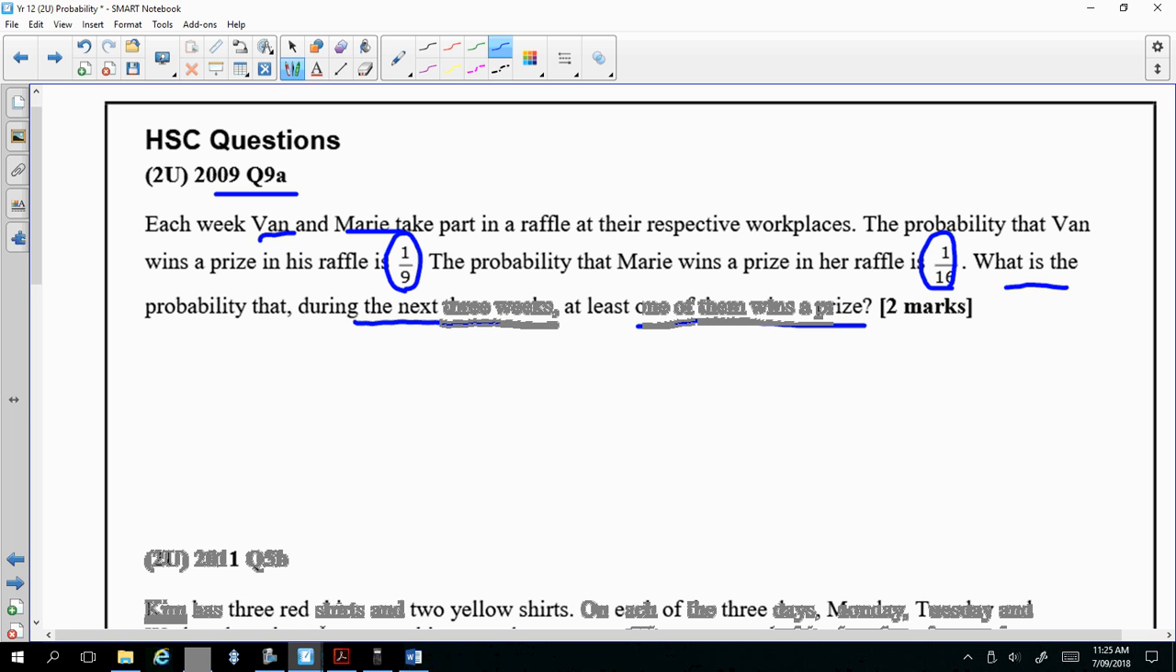So at least one of them wins the prize. See, when you see the words at least, you should have a bell ringing in your head that must be hinting you to use something. What should we use?